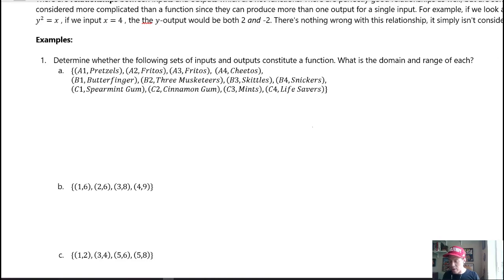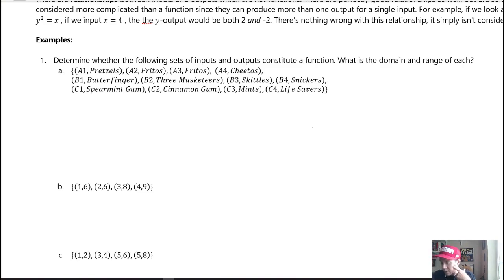I want to make a note here real quick before we jump in that even if a relationship is not a function, it still has inputs and outputs, and we can still talk about its domain and range. We can still say what are all of the possible inputs and what are all of the possible outputs. We can still say what is the domain and what is the range, even if it's not a function. So we'll do that whether or not we determine these relationships to be functions.